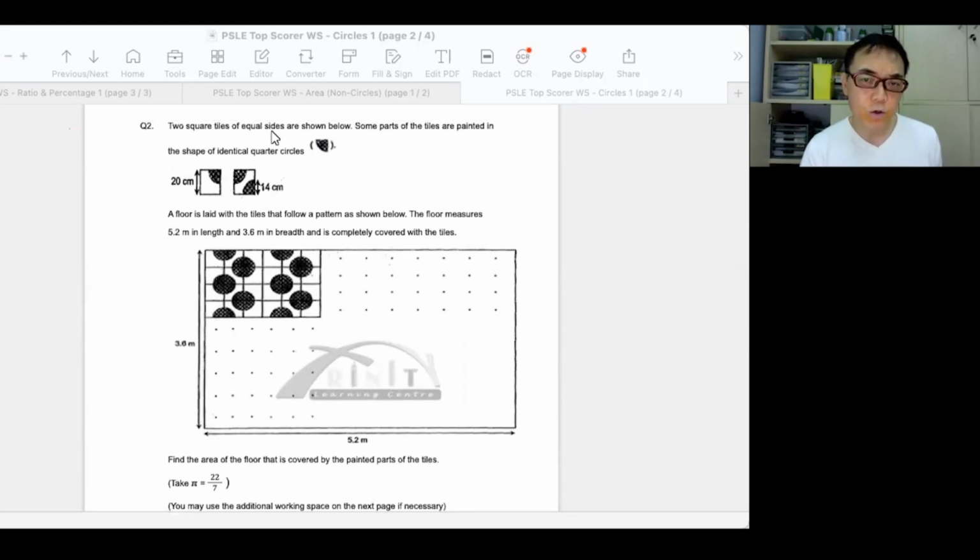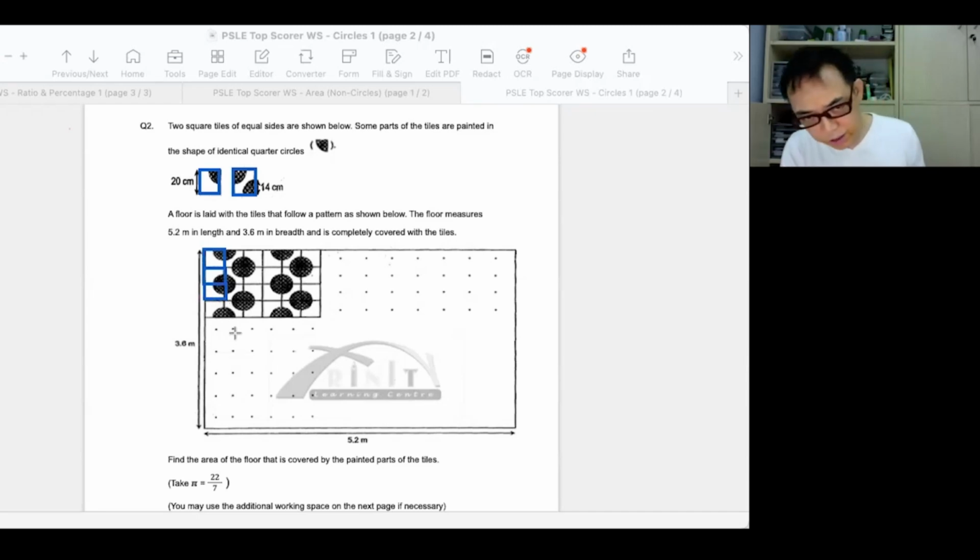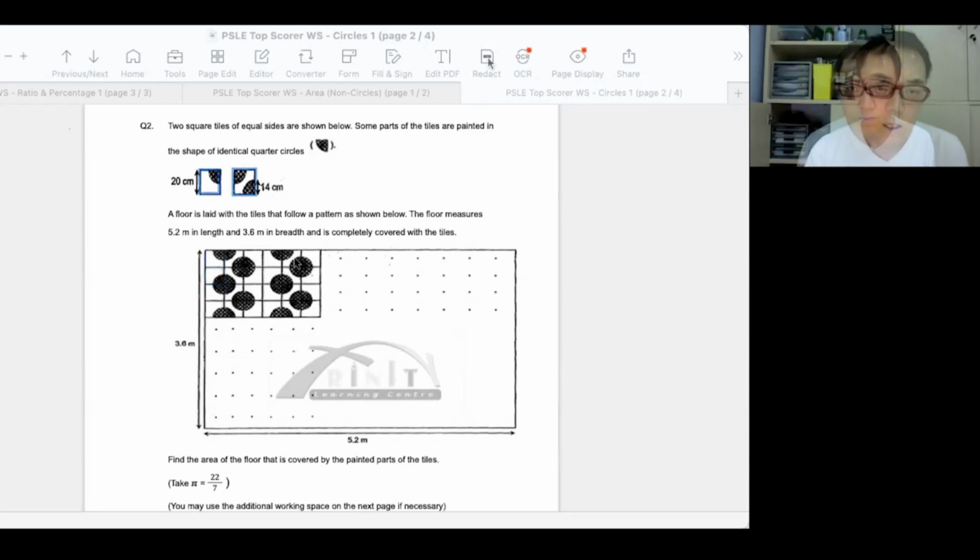2 square tiles of equal sides are shown below. So the 2 square tiles that they are talking about are over here. So this is a square, this is a square. Okay, this means that all the shapes here are meant to be squares. And all the sides of these squares are all 20 centimeters.